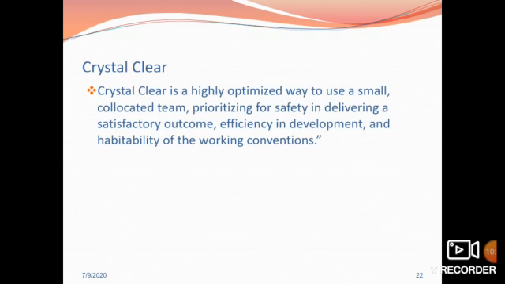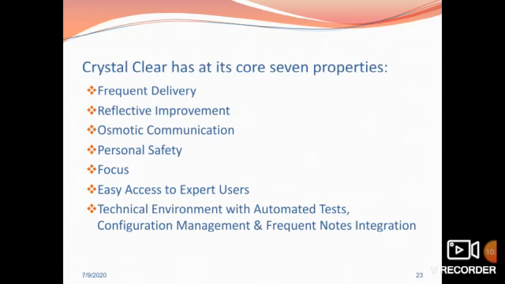Crystal Clear is a highly optimized way to use small collocated teams, with priority for safety, delivering satisfactory outcomes. Crystal Clear has seven core properties: frequent delivery, reflective improvement, osmotic communication, personal safety, focus, easy access to expert users, technical environment with automated tests.